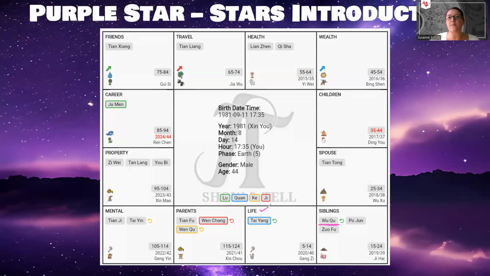People with Wu Qu in the life palace are also quite firm and determined. So once they've made up their mind, they stick with their decision and they go for it. Now, on the downside, they may come across as a bit impatient and domineering. A lot of people shy away from challenges. And when you then deal with someone who has Wu Qu in their life palace, a Wu Qu person will simply not understand why not everybody can just face their fears and stand up to challenges. And that can make them quite intimidating to other people.